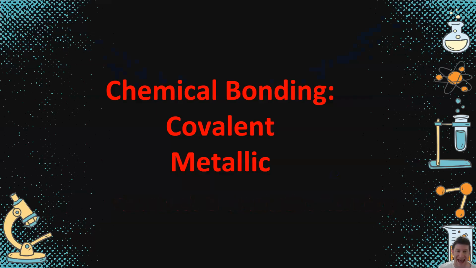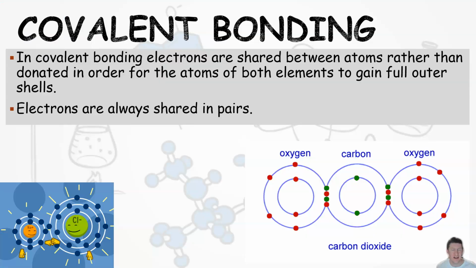In this lesson, we're going to look at covalent and metallic bonding. So carrying on from our last lesson where we looked at ionic bonding. In a covalent scenario, we have a sharing of electrons. So in the ionic example, it was that donating and taking or receiving electrons. Covalent is a bit more cooperative.